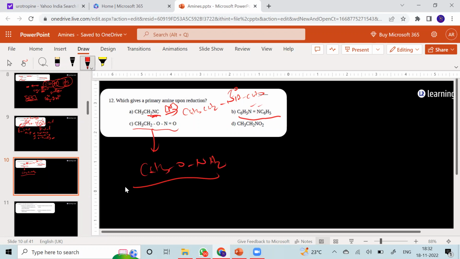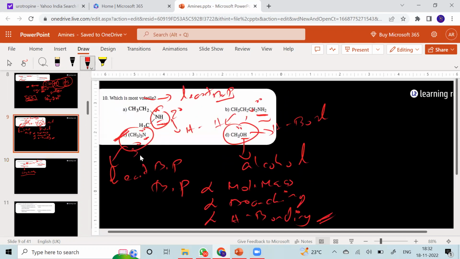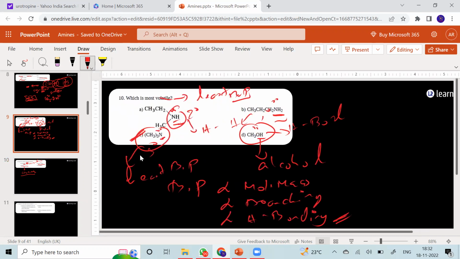Sir, in the last question, more volatile will have least boiling point, you told us. Yes, most volatile will have least boiling point. But boiling point is proportional to hydrogen bonding. The other 3 have hydrogen bonding, so they'll have a high boiling point. This C doesn't have hydrogen bonding, so obviously that is going to have the least boiling point. That means it is going to be easily volatile, most volatile. Okay, thank you, sir.